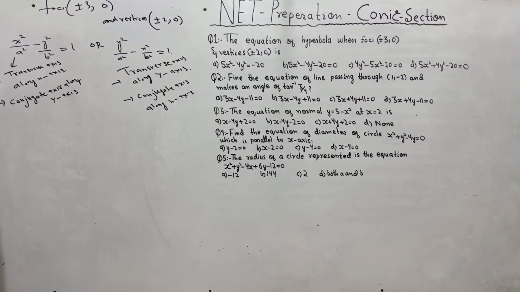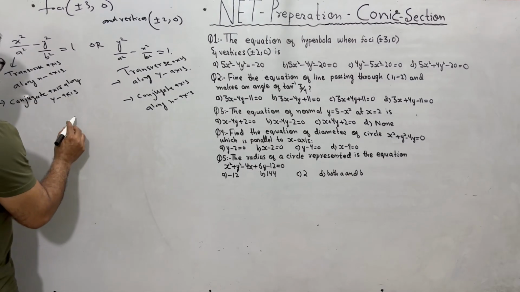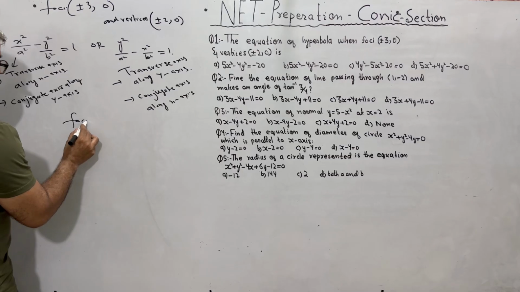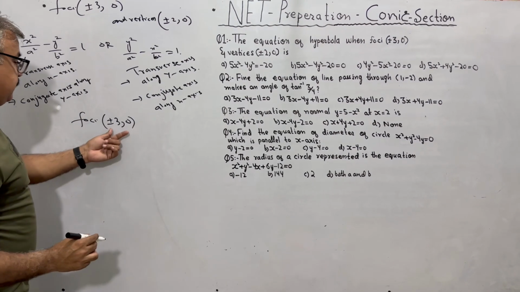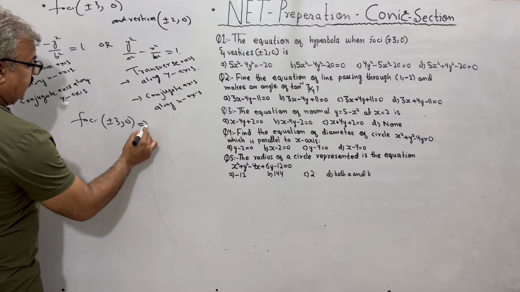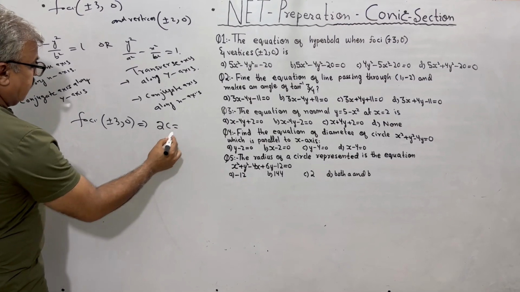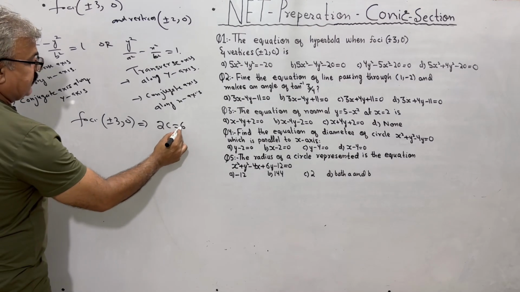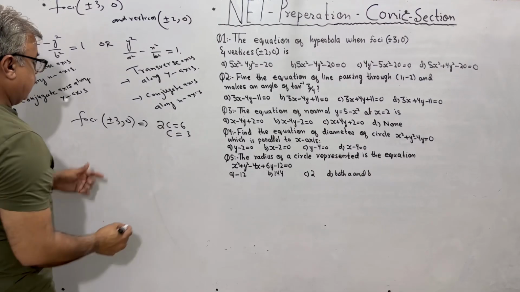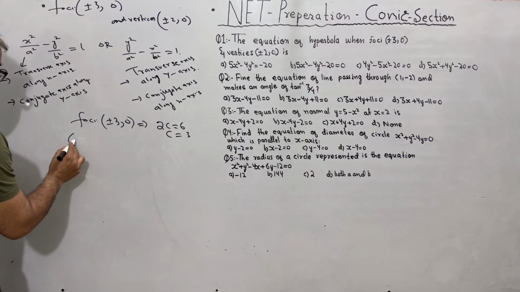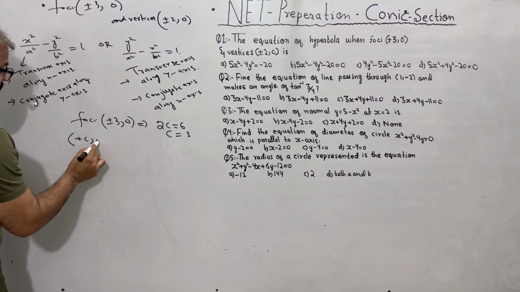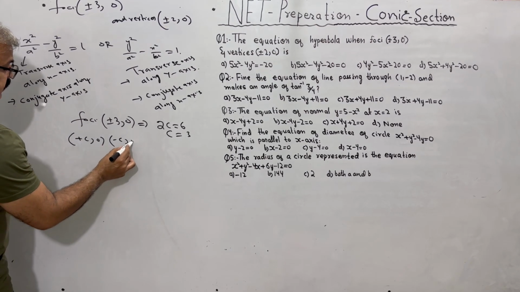Distance between foci is given by 2c. We have foci plus minus 3 comma 0. The distance between them is equal to 2c, in that case it is equal to 6, so c is equal to 3. How? Normally our foci are plus c comma 0 or negative c comma 0 if the transverse axis is along the x-axis.